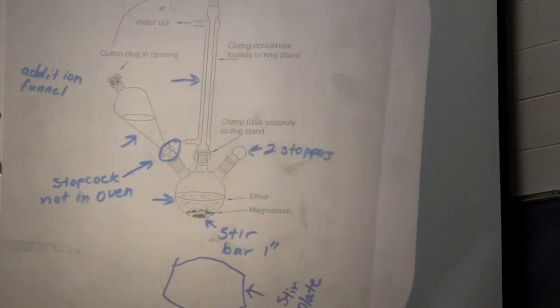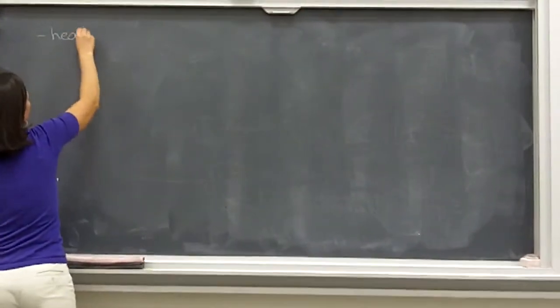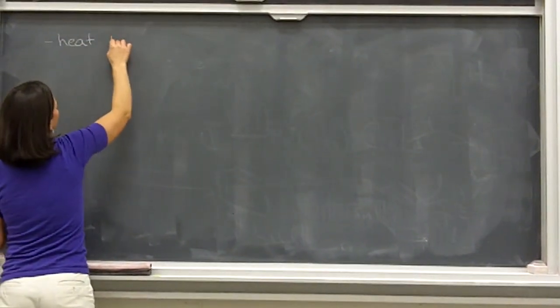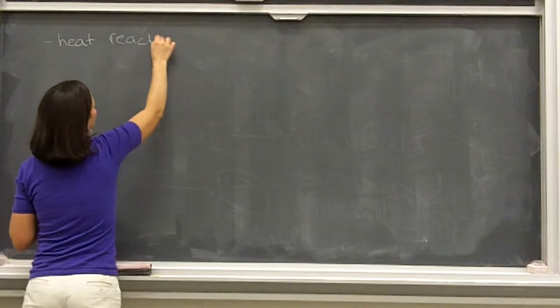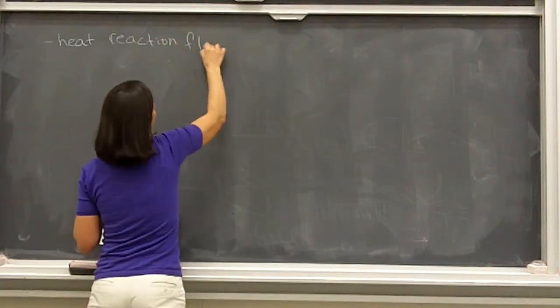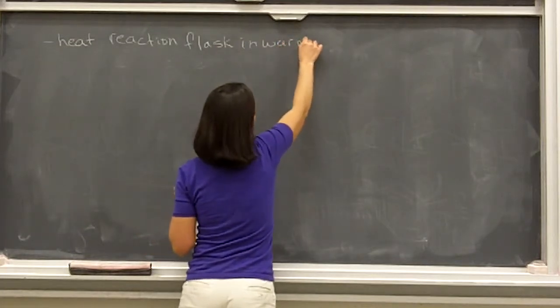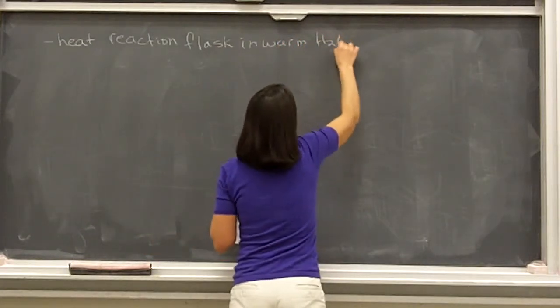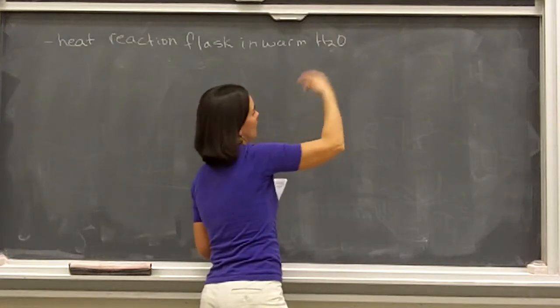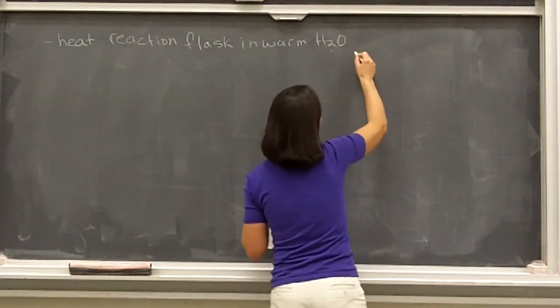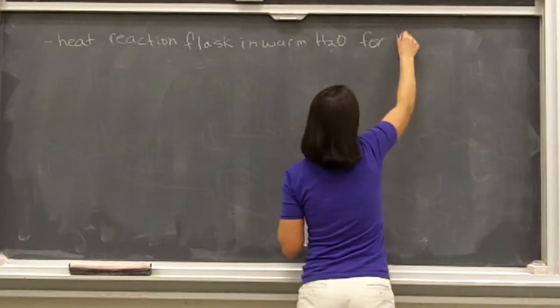When you are done with this addition, you're going to heat the reaction flask in warm water, and ideally try and keep that reflux going. Or if the reflux is still going, just keep it going for an additional 15 minutes.